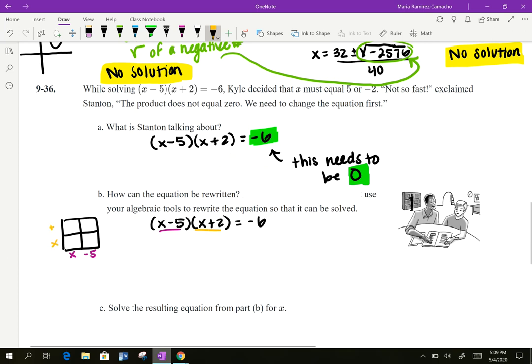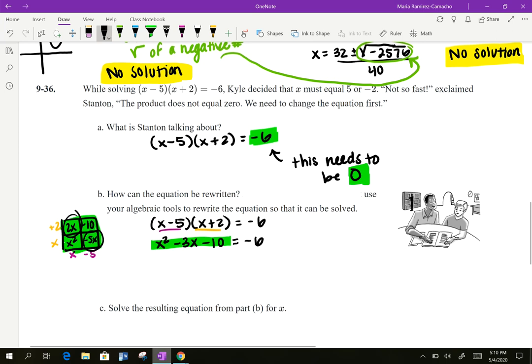My length is my width. Let's multiply x squared here. 2 times x is 2x. −5 times x is −5x. And 2 times −5 is −10. So then I take all of this and add it together and rewrite it here. So I have x squared. Let's combine the 2x and the −5x to get −3x, and then −10 equals −6.